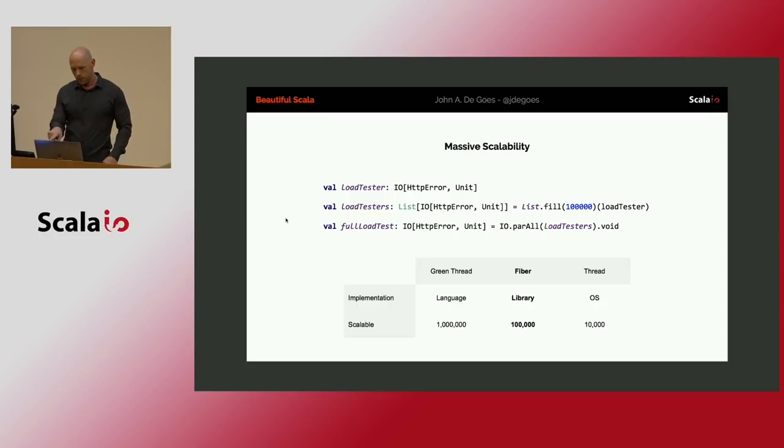In this example, it shows using ZIO to take a program, load tester. Remember, everything in ZIO is a value. IO is a program, but it's also a value. And it fills a list 10,000 times, 100,000 times, I don't know. And it just runs all of those at the same time.